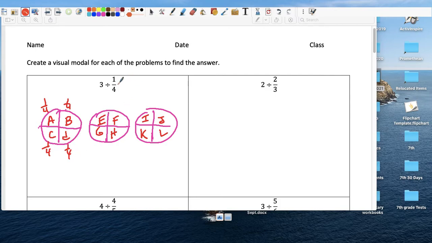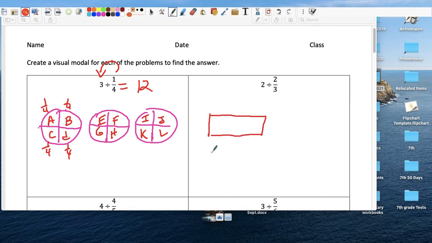So how many 1/4, ¿cuánto 1/4 existen dentro de 3? How many 1/4 exist inside of 3, right? And you have 1, 2, 3, 4, 5, 6, 7, 8, 9, 10, 11, 12. Okay.